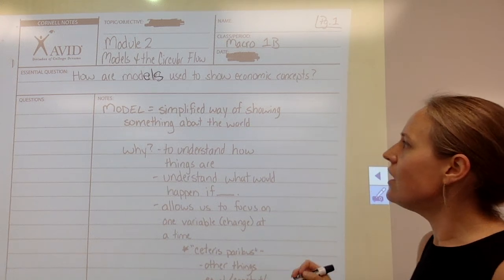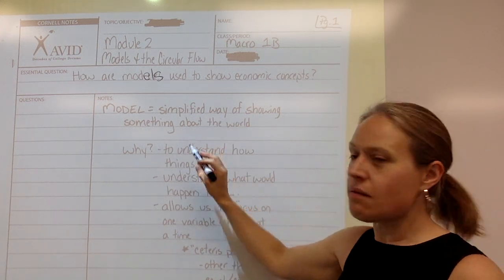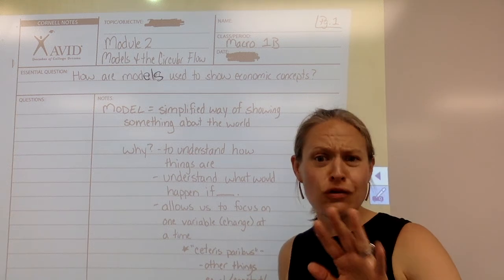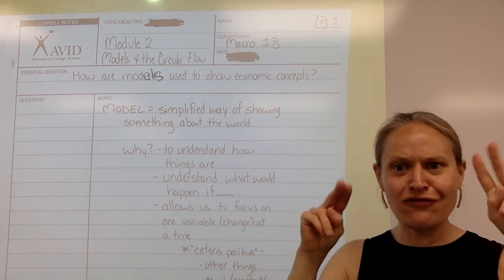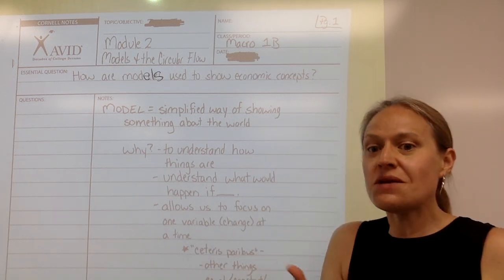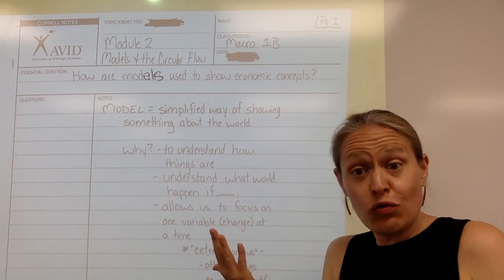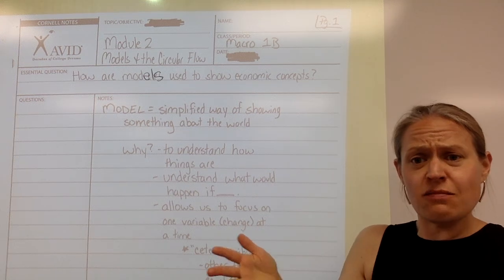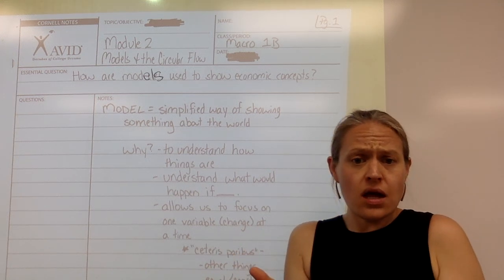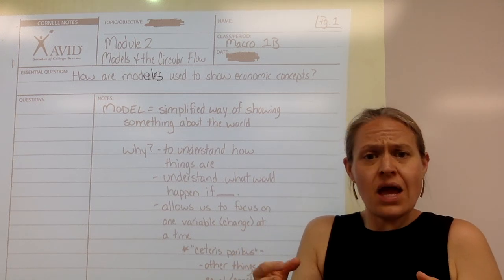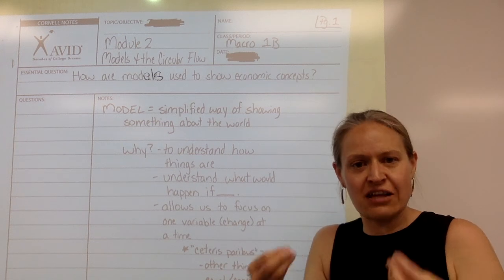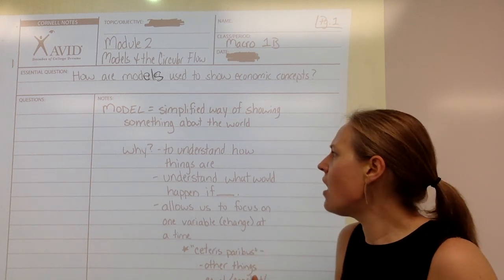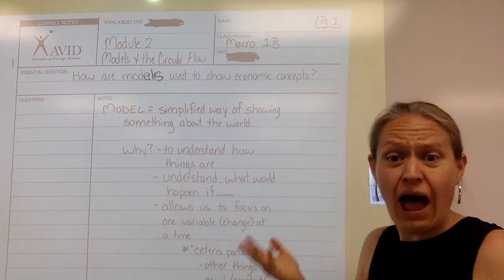So a model is a simplified way of showing something about the world. Now we are used to hearing the word model as in fashion model. Well, a fashion model shows off clothes, and in these economics models, they show off and describe these concepts, these ideas. And why do we use these models? Well, we use them to understand how things are.